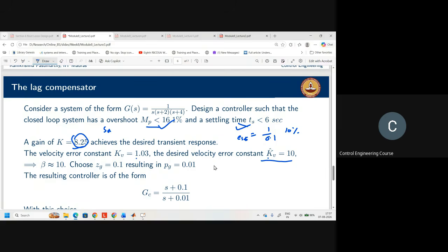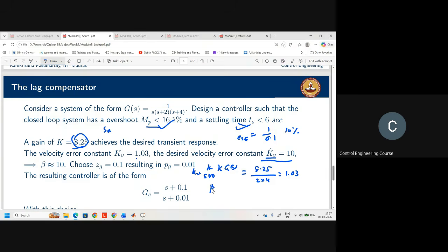By using K into G of s, limit s tends to 0, because here the controller is only K. So the limit of K into G of s as s tends to 0 is equal to 8.25 by 8, 2 into 4, which is equal to 1.02. So this is the already existing Kv, and the desired Kv is this one.